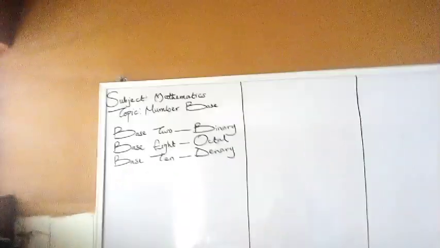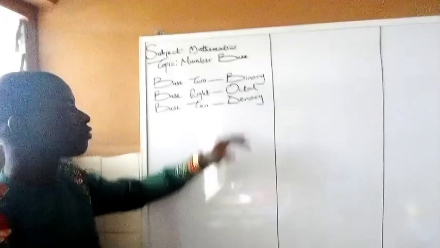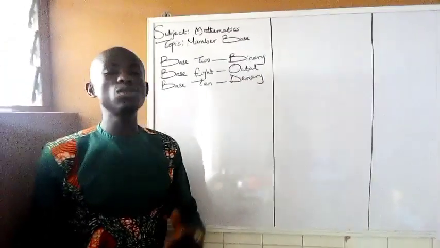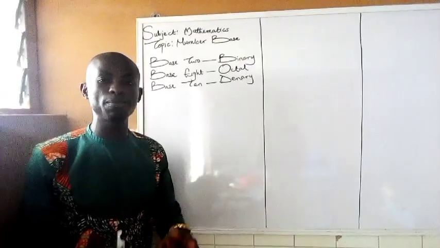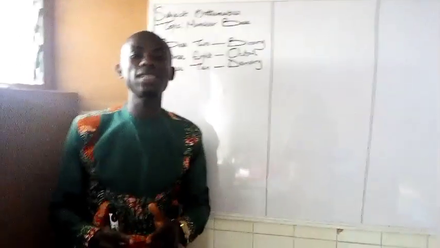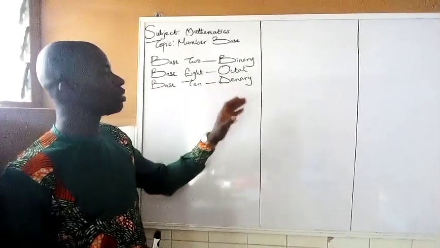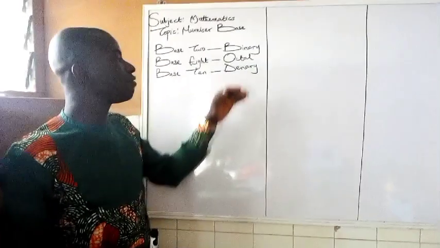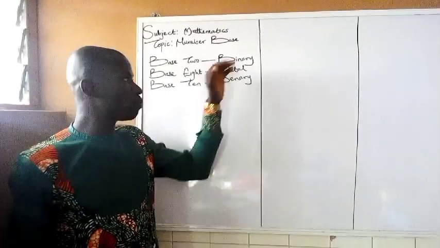Sometimes they can ask you to convert a number from denary to octal. What they are saying is that they are asking you to convert a number from base 10 to base 8. And sometimes they can ask you to convert a number from denary to binary. What they are asking you to do is to convert a number from base 10 to base 2.